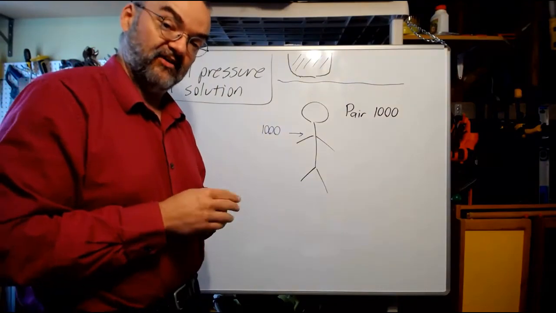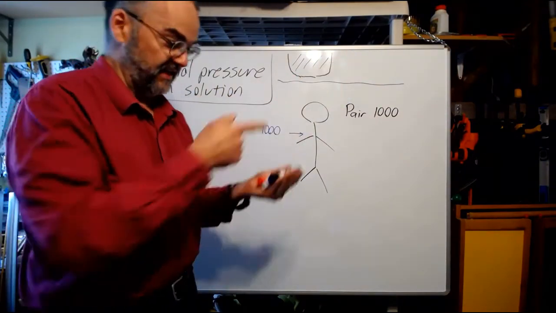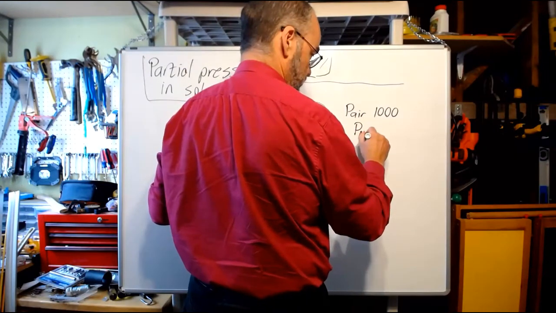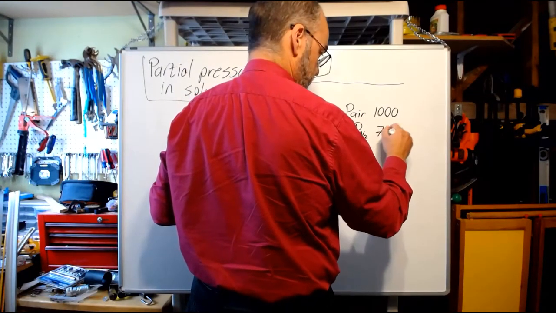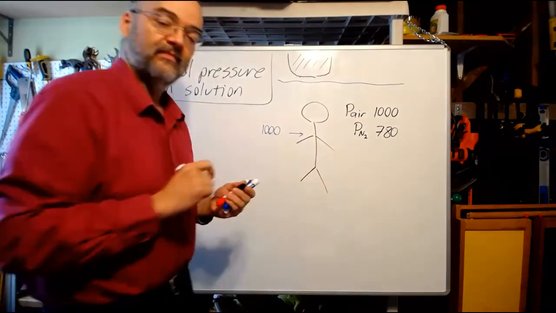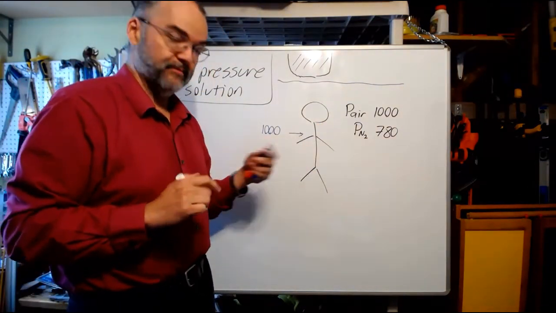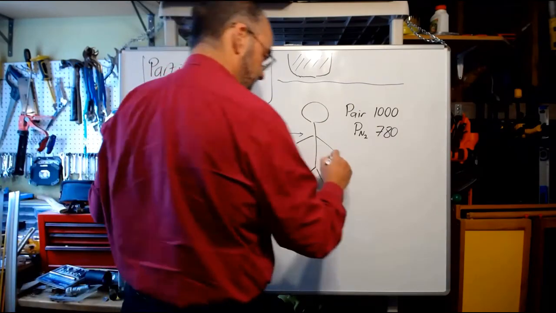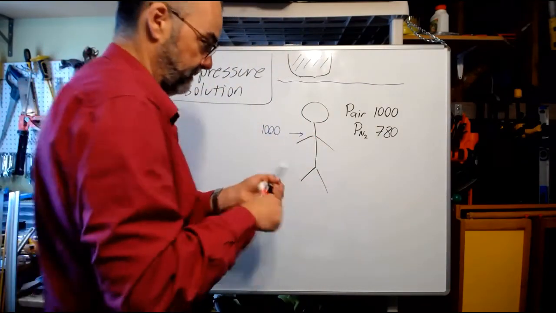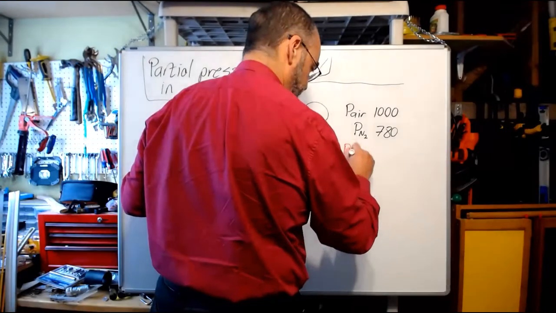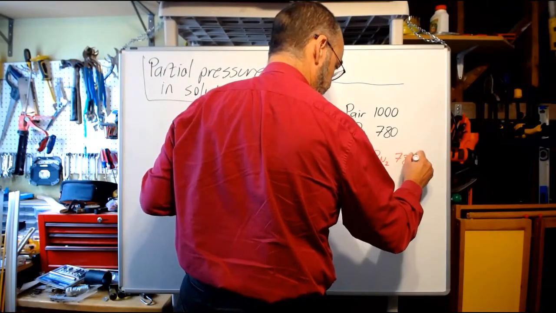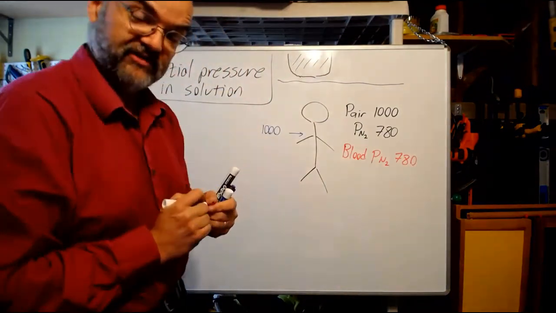And if that air is just regular atmospheric air, then that is still 78% nitrogen, so it has a PN2 of 780, which means as I breathe, that nitrogen dissolves into my blood, and pretty soon my blood has a PN2 of 780. Which is fine. The nitrogen doesn't do anything to hurt me.